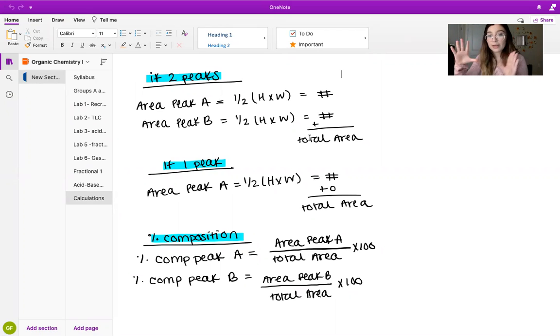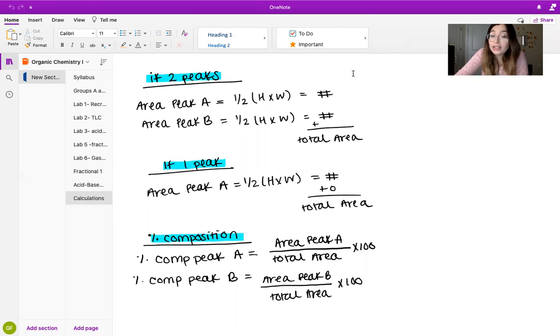Just imagine a graph with a spectrum. So your peak A has an area and your peak B has an area. To find that area, you're going to multiply height times width and then halve that. And for peak B, you're going to do the same thing, half height times width. Now, you're going to get a value for that area, correct?